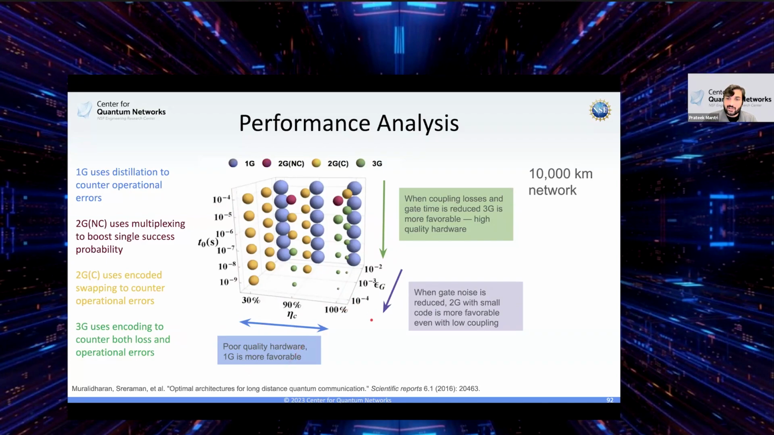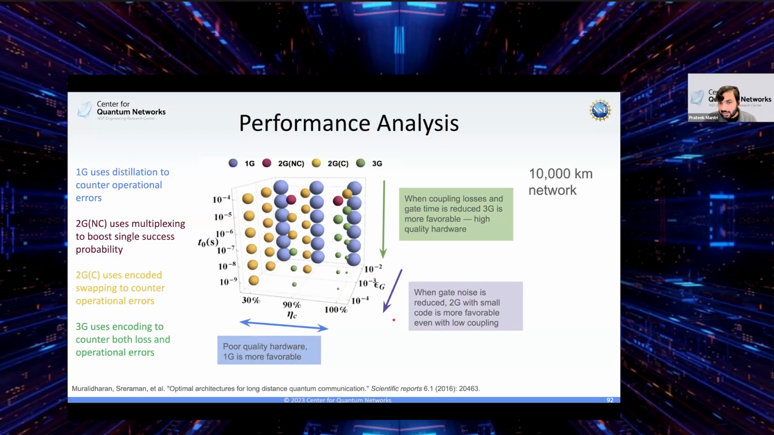But when we have gate noise reduced, the poor quality hardware is here. We have gate noise of about 1%, and roughly it works with any sort of coupling efficiency, or it's also immune to gate times. We find that 1G is more favorable.